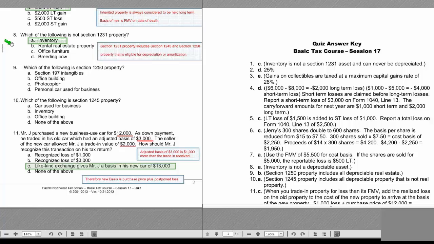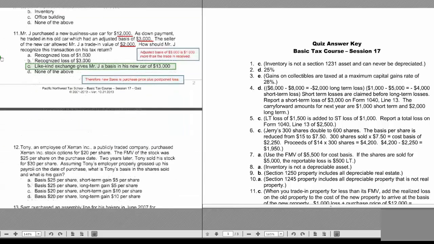Question number 8, which of the following is not Section 1231 property? Just remembering what the definition of Section 1231 property is. Section 1231 property is any asset held for use in a business that is subject to depreciation. And so when we look at the types of property listed, we can see inventory, rental real estate, office furniture, or a breeding cow. B, C, and D are all depreciable assets, but inventory is not depreciable. And so when we look for which of the following is not Section 1231 property, the only piece of property that is not depreciable is the inventory, and therefore inventory is not Section 1231 property.